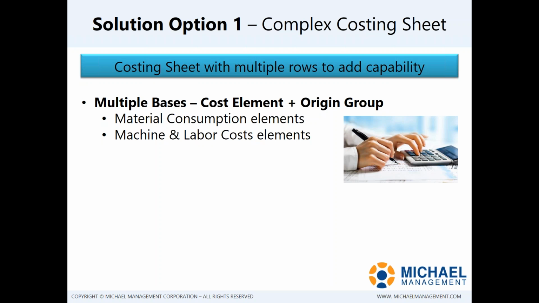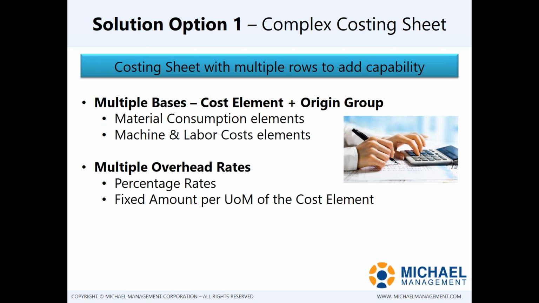So origin group is used if you have got the same material consumption account across all of your materials. If you have different cost elements, then that does make it easier. But just to be aware that you can break up the bases to give you more options. Once you have separate bases, you then have the ability to apply different overhead rates to those bases.